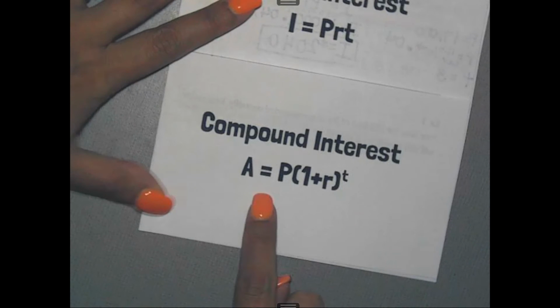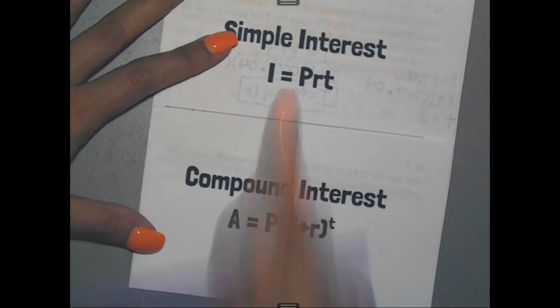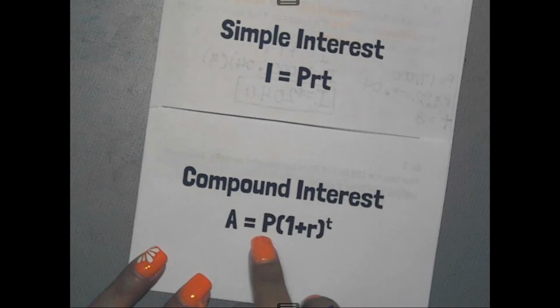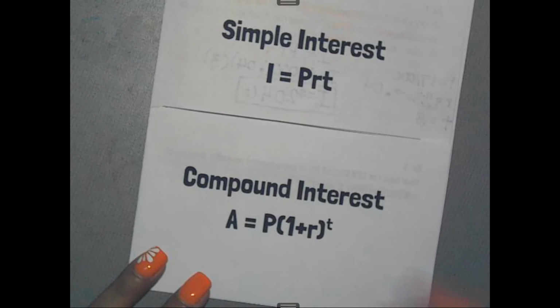Next, we're going to talk about compound interest, and this formula is a little different. Instead of I equals, this one says A equals. So this one's starting with that account balance. All right, so the account balance equals P times 1 plus R to the T power.